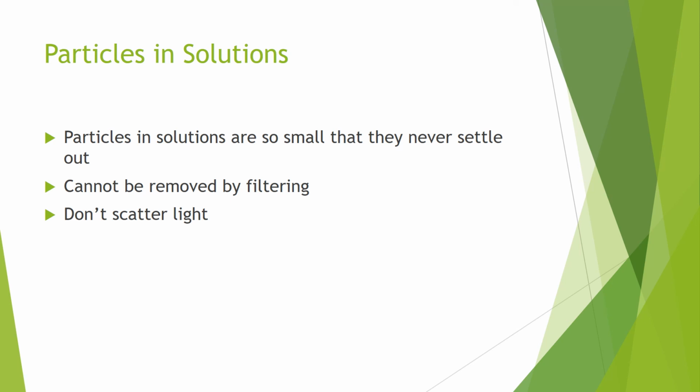Another thing about a solution is it doesn't scatter light. What that means is if you were to take a flashlight to a clear glass that had that solution in it, the light would just go straight through. It would not bounce off any particles because they're mixed so uniformly throughout. There's not one place that's going to reflect light more than the other. So that's what it means when it says that particles don't scatter light.